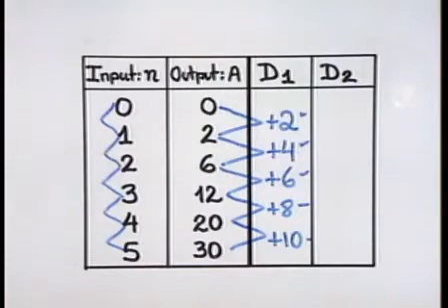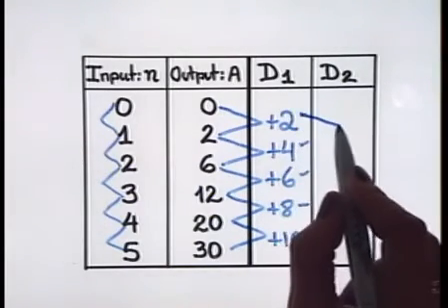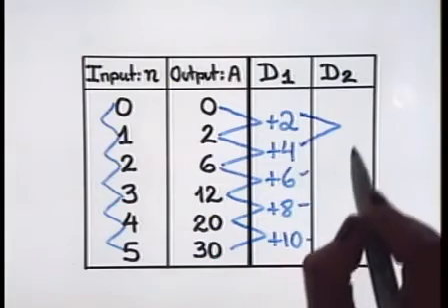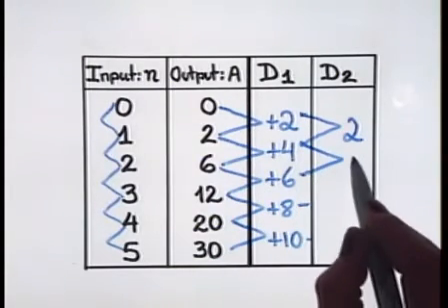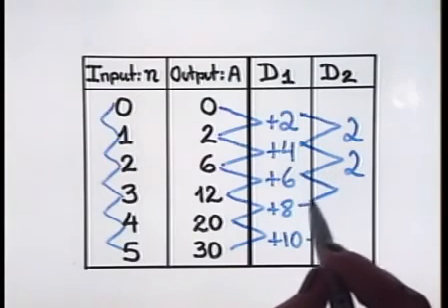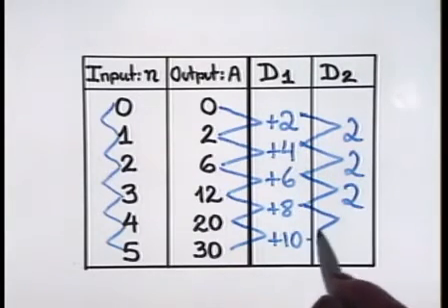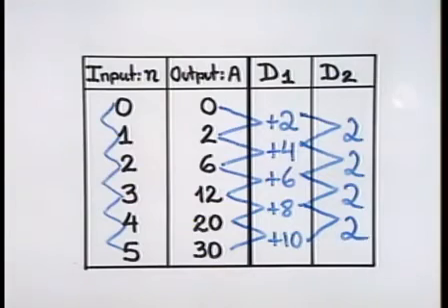Back to our input-output table to compute our second differences. From 2 to 4, we have an increment of plus 2. From 4 to 6, another plus 2. From 6 to 8, another 2. And 8 to 10, another 2. Once again, our second differences are constant, equal to 2. Now, just because the 2 first explorations gave us a second difference of 2 doesn't mean it will always be 2. It just happens to be in these 2 cases.